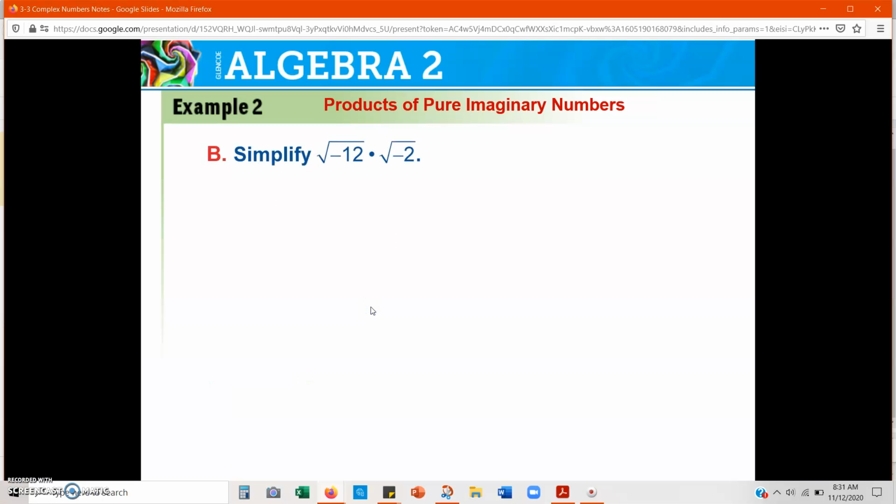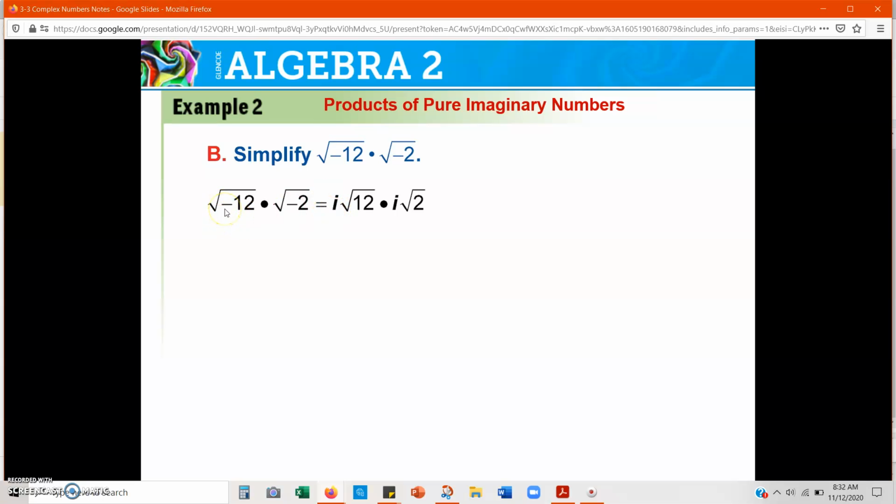In this second example, you have two radicals, both with negative numbers underneath. Square root of negative 12 times the square root of negative 2. Now previously you probably learned that when you simplify radicals, you just multiply what's underneath if you want. Here we have to do one thing first. You have to recognize that there are negatives under there and get those i's out. Then go ahead and do the multiplication. So you must simplify the negative part first.